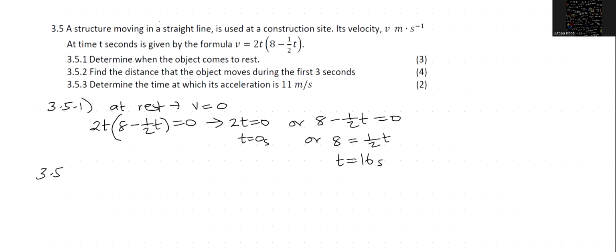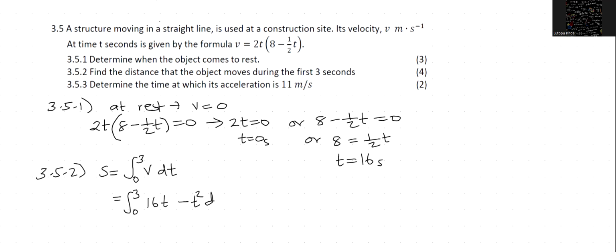3.5.2, we have to determine the distance the object moved during the first 3 seconds. Okay, so we're looking for the displacement. We know that S is equal to the integral of the velocity with respect to time. Now, the first 3 seconds, that is from 0 to 3. And we're going to integrate from 0 to 3. And here, we're going to multiply out. So I have 16t minus t squared.